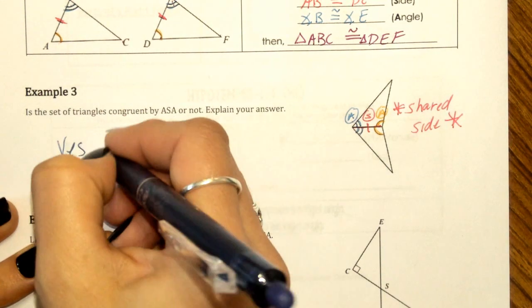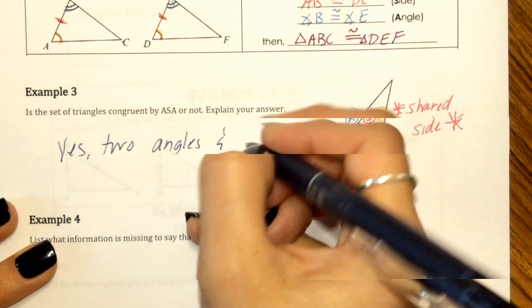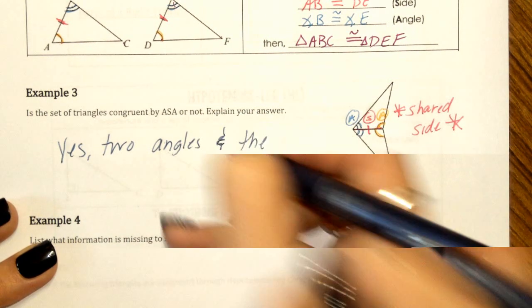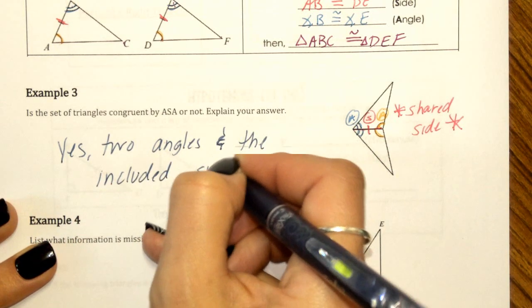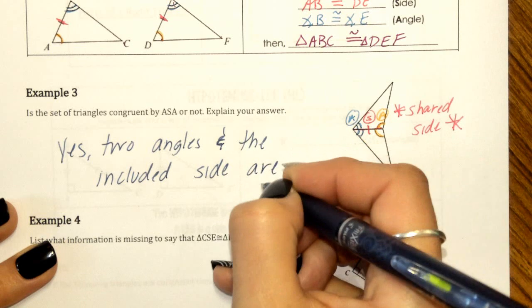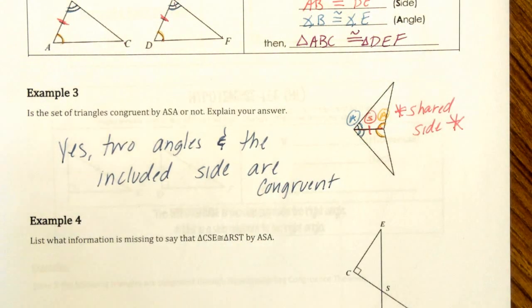yes, two angles, and the included side are congruent. So now we have the included side between the two. Pause it and get that finished writing, please.